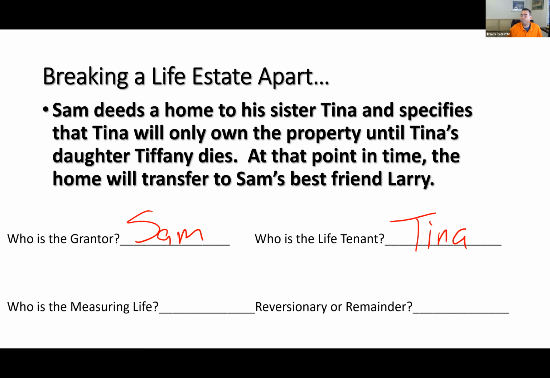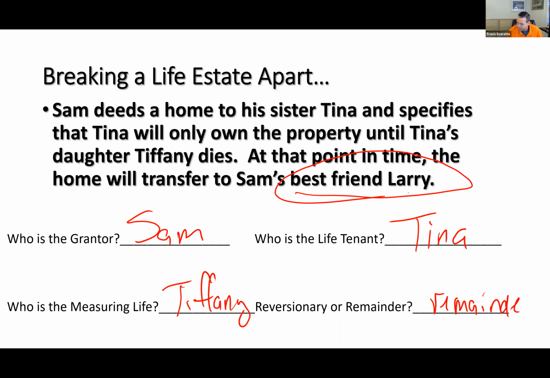Who is the measuring life? In other words, who are we watching? Tiffany. Tiffany's the measuring life. And is this a reversionary interest or is this a remainder interest? Remainder. Very good. And we know it's a remainder because we know it's going to go to somebody in the end. We know the end result and they have a name, so that's a remainder. That's Larry. Larry is our remainder.